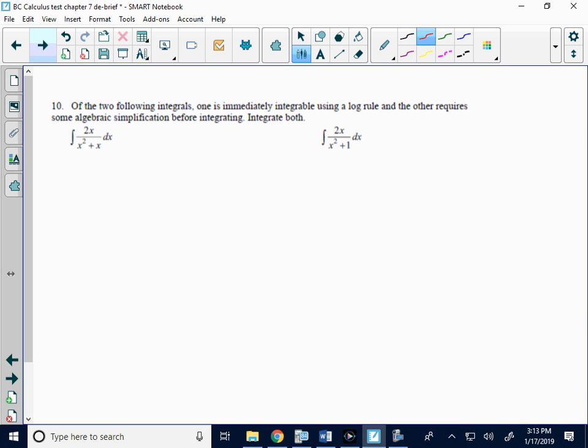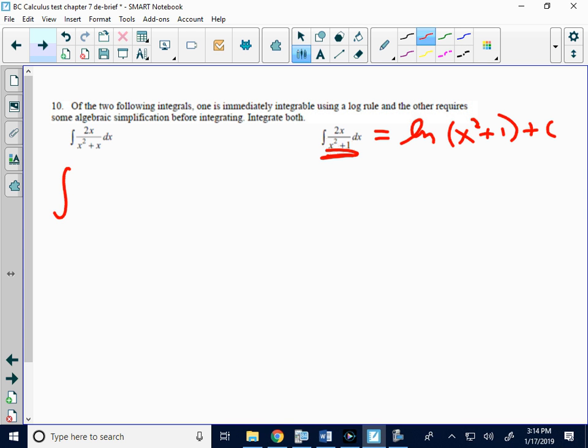Okay, number 10. 1 is immediately integrable using a log rule. Well, that's this one. It should scream out at you. This is the natural log of x squared plus 1. Hopefully you use parentheses, not absolute value. And the other requires some algebraic simplification.